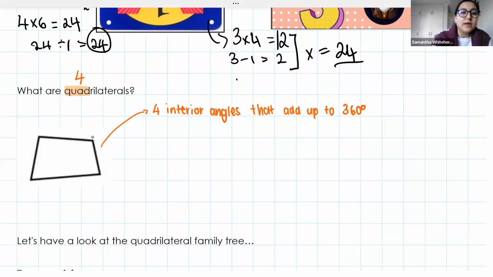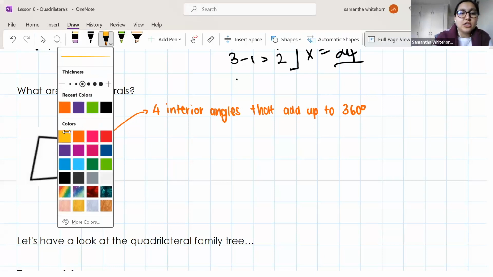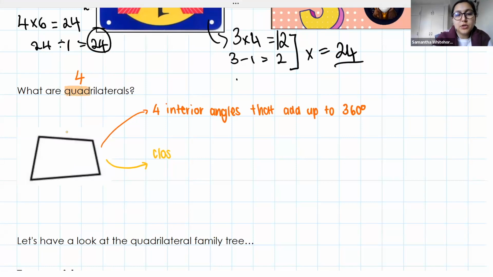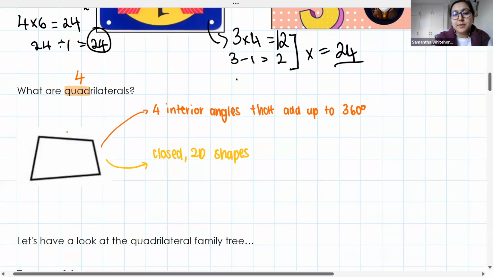And we can go a step further, which a lot of you have said in the chat. We can now refer to the number of sides. So a quadrilateral is a closed 2D shape. And when I say closed, it means that all the vertices end up joining. There's no weird gap. It's not like something like that where we've got this open space. It's closed. So it's a closed 2D shape with 4 sides.